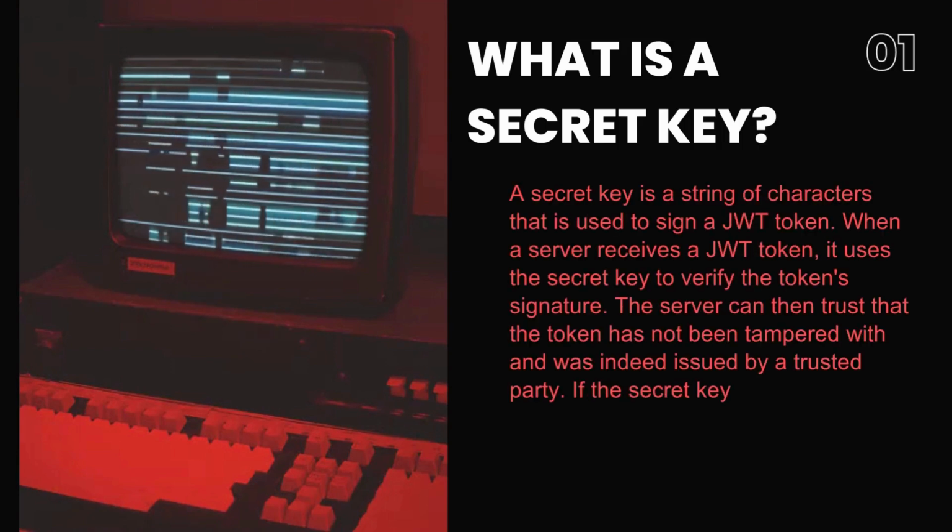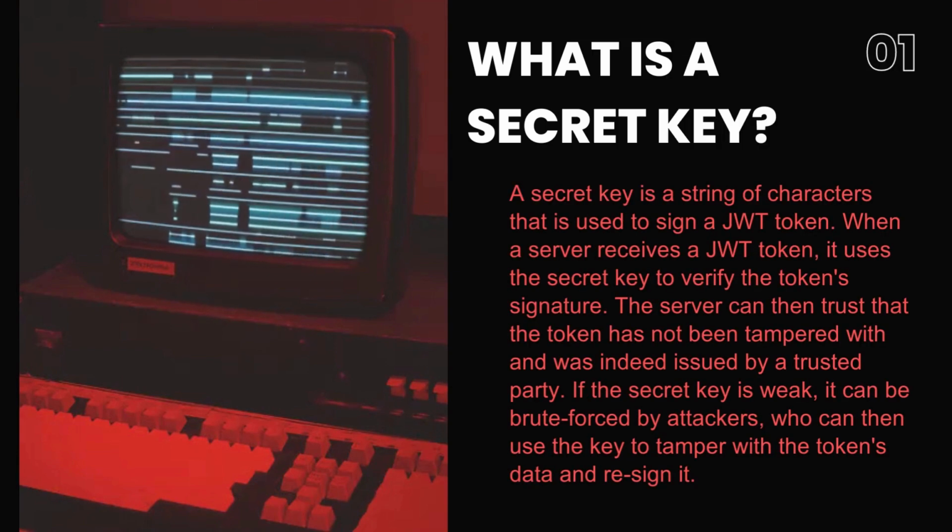So the first thing you want to know is what is a signing key, or you can call it a secret key. A secret key is a string of characters that is used to sign a JSON web token. When a server receives a JSON web token, it uses a secret key to verify the token's signature. The server can then trust that the token has not been tampered with and was indeed issued by the trusted party. But if the secret key is weak, it can be brute forced by attackers, who can then use the key to tamper with the token's data and re-sign it again and then send it to the server to access unauthenticated data.